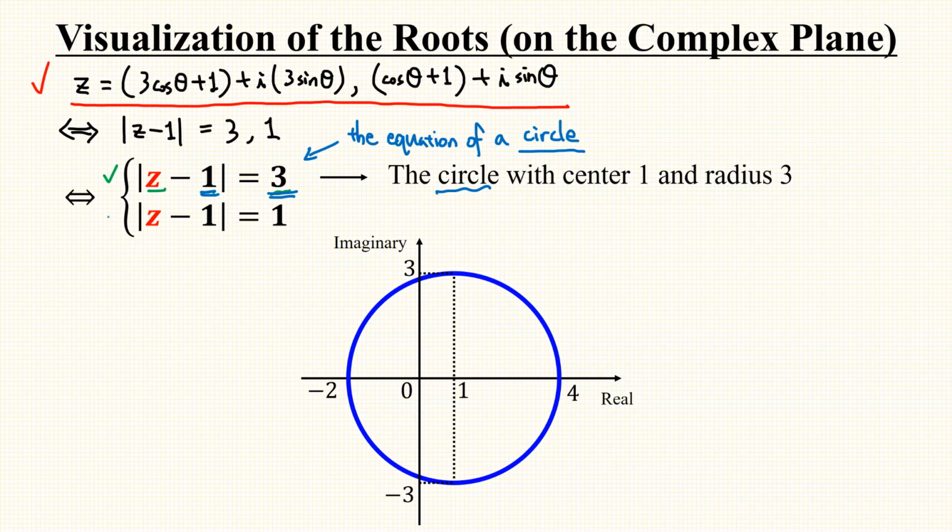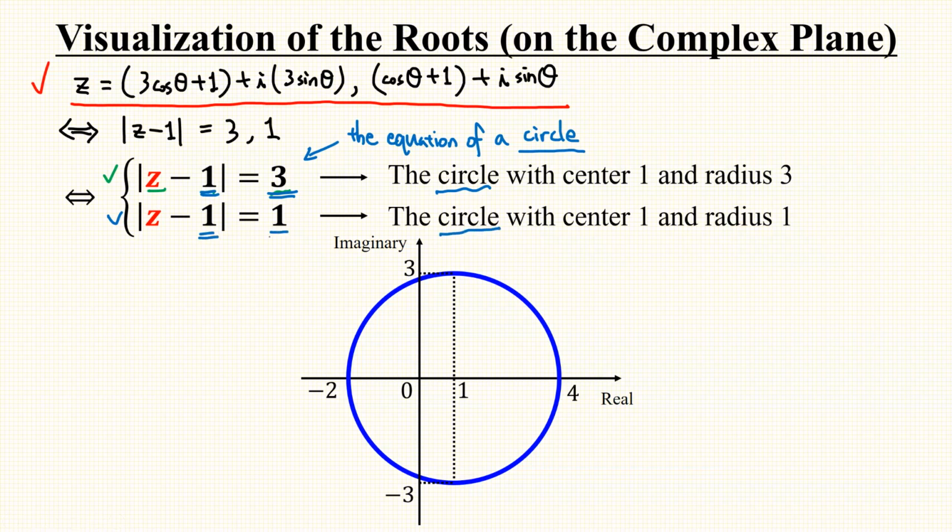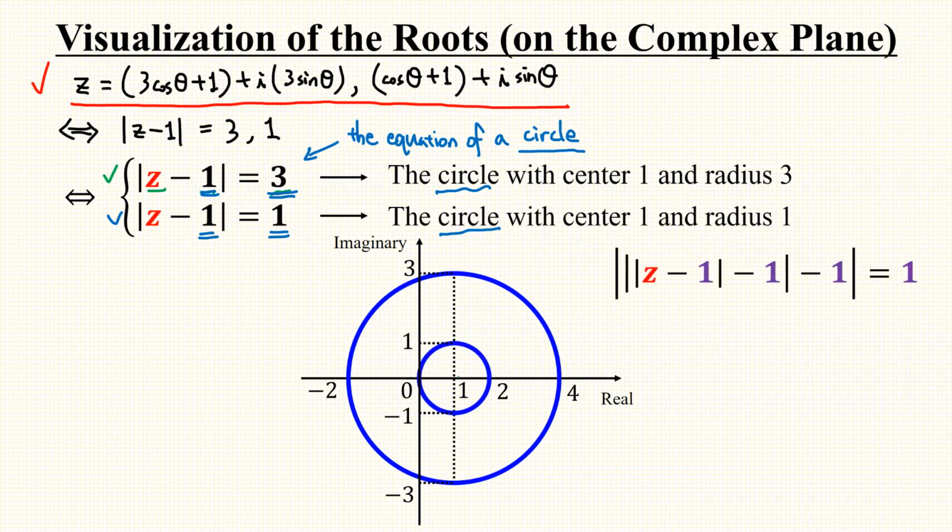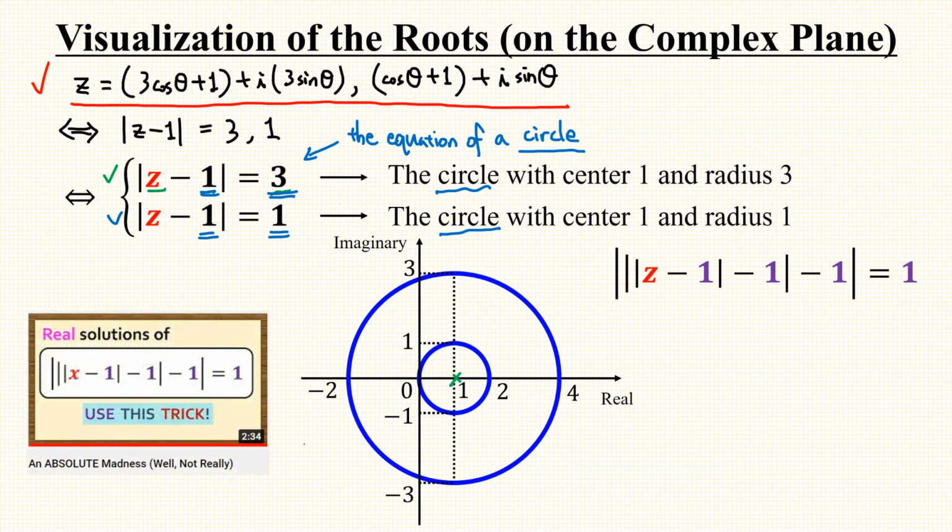And similarly, this second equation means that the complex number z satisfying this equation is on the circle with center 1 and radius 1, like this. Therefore, the plot of all the roots to this given equation are two circles with the same center 1 with two different radii.